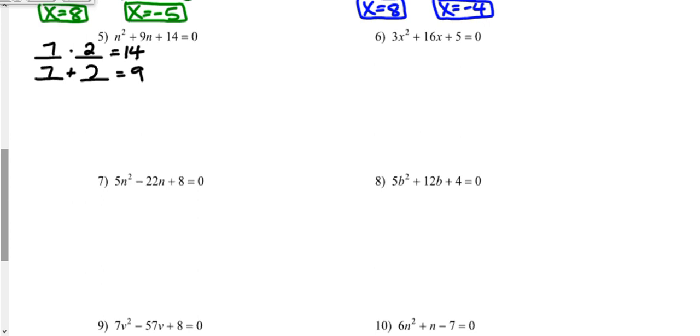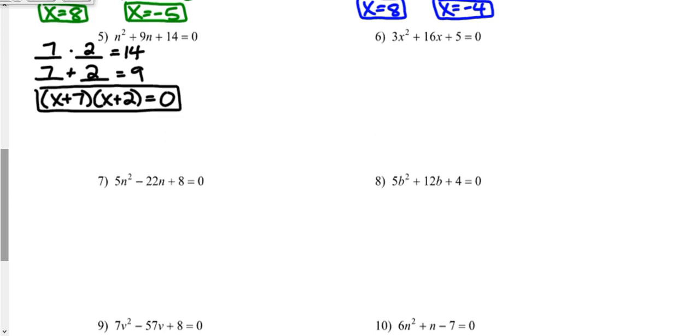And then before I continue, I'm going to think about, can I use the shortcut? Is the a value 1? It sure is, so I can use the shortcut, go straight to the factors. I have positive 7 and positive 2 as my two values I picked before, so x plus 7 and x plus 2 are my factors.